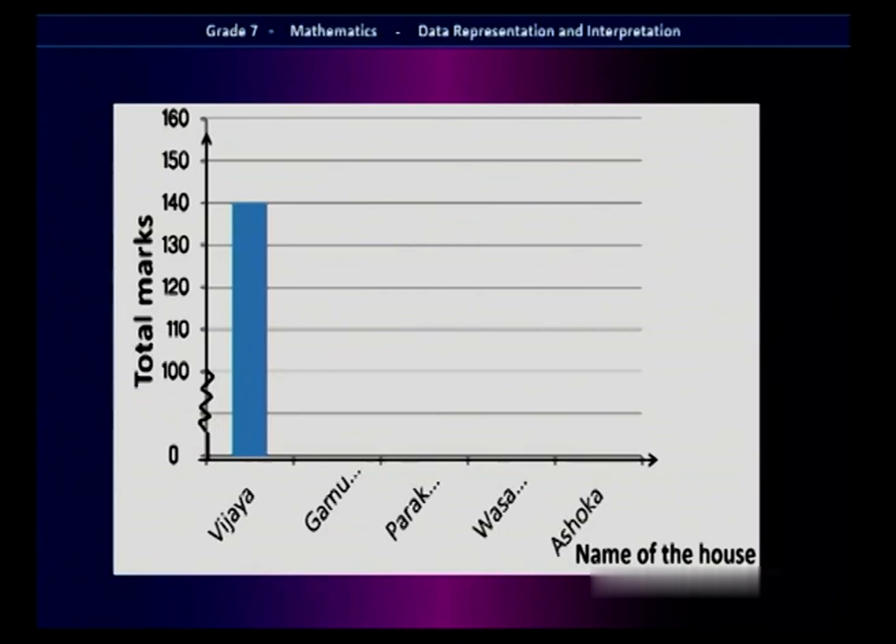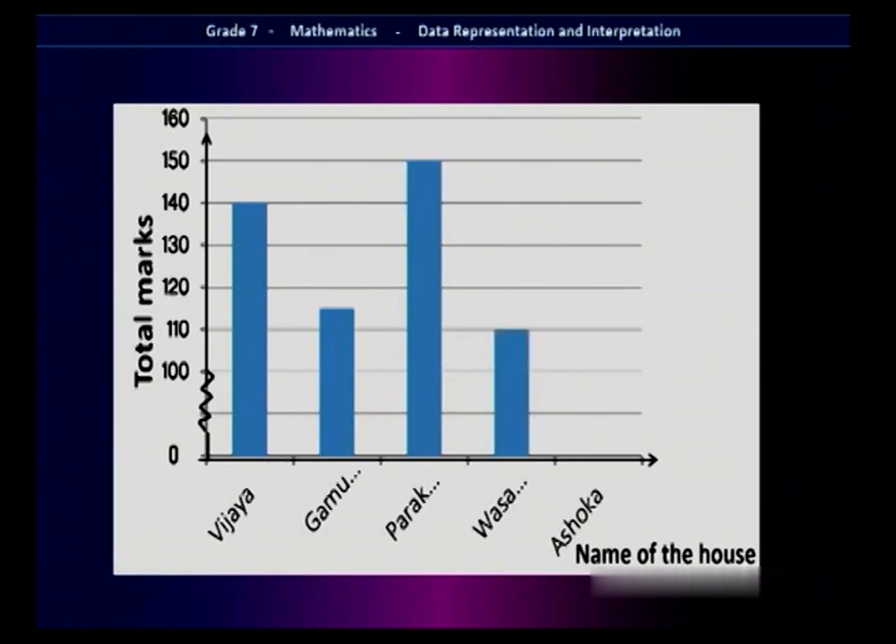Then Vijaya collected 140 marks. Then the bar shows it. Then Gamunu. Marks is 115. It is between 120 and 110. Then Parakum. Mark is 150. Vasamba. Mark collected is 110. The house Ashoka collected 120 marks.